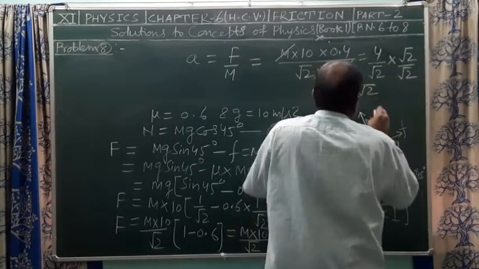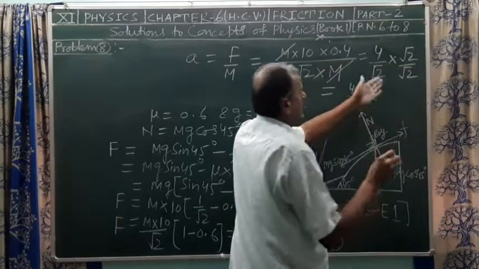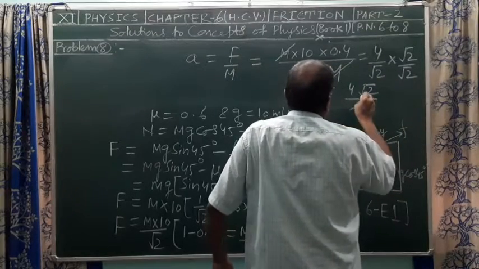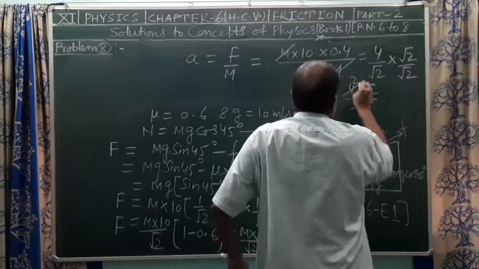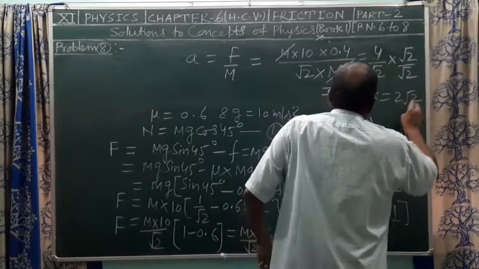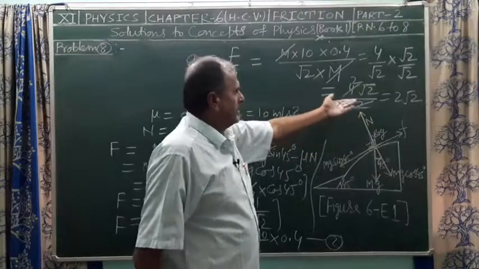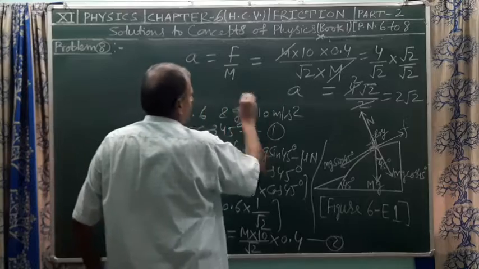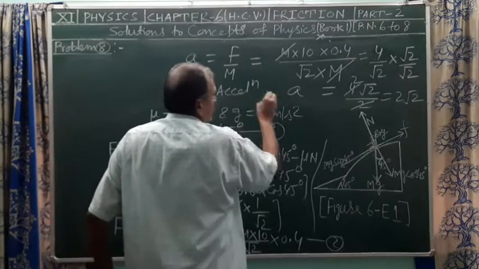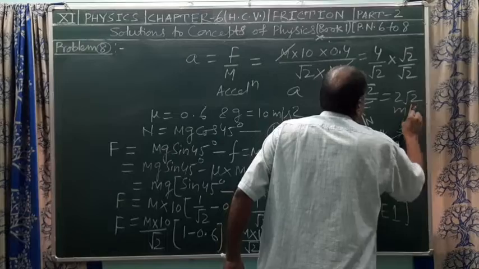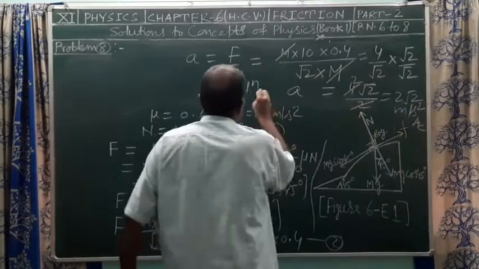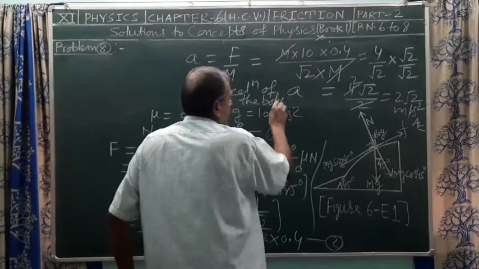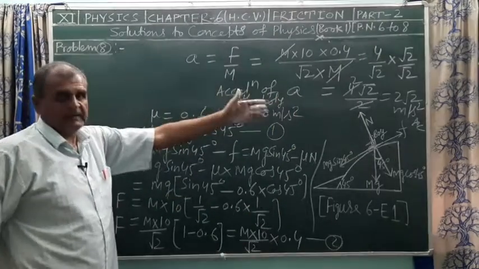numerator में 4 root 2 और denominator में root 2 into root 2, that is 2. 4 will cancel out by 2, that is 2 times, that is 2 root 2. तो 4 2 से कैंसिल हो गया, तो आंसर 2√2. सो डाउनवर्ड एक्सेलरेशन ऑफ द बॉय इज 2√2 मीटर पर सेकेंड स्क्वायर. दिस इज आंसर ऑफ this problem. Acceleration of the boy is equal to 2√2 meter per second square.